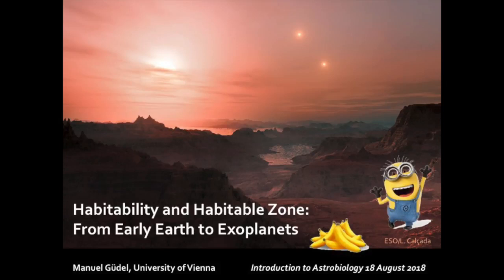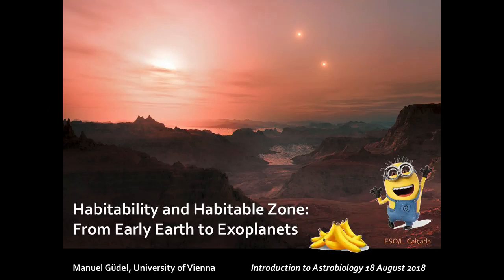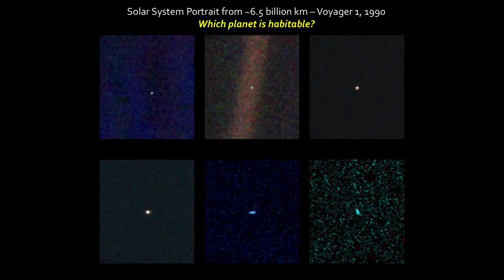So habitability, what is that? What are we discussing here? It's all about having environments on a planet that make beasts like this possible, and that also provide food for these beasts. So, habitability. This is a portrait of the solar system taken quite a while ago by the Voyager probes.